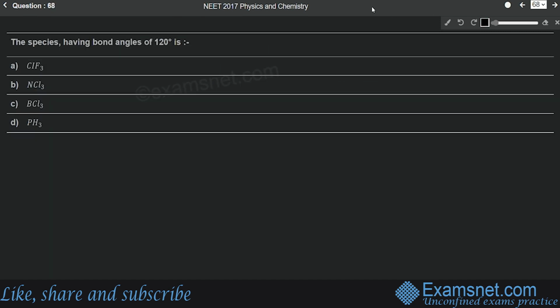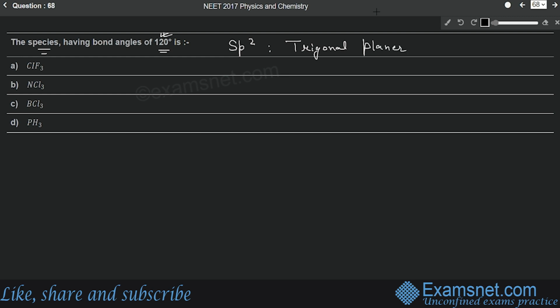Question number 68 is from the chapter Chemical Bonding and Molecular Structure. And the question is, the species having bond angles of 120 degree is. So what is the condition required for the bond angle to be 120 degree? The condition is that its hybridization should be sp2 and the shape should be trigonal planar. Trigonal planar shape.